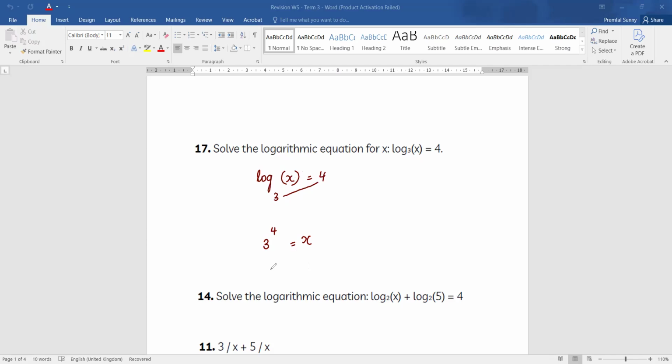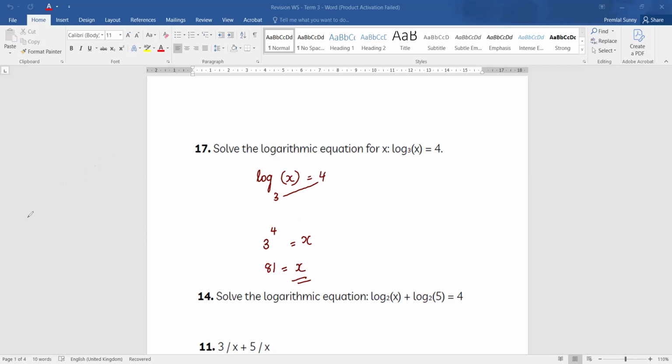Now 3 to the power of 4 is 81 if you put that in your calculator. So x is equal to 81 will be the final answer. I repeat, log to the base 3 x is equal to 4. We use this cross method to convert logarithm to exponential. Now 3 is getting connected to 4. So 3 to the power of 4 is equal to, the result will be on the right hand side, that is x. 3 to the power of 4, put it in your calculator, you will get 81.